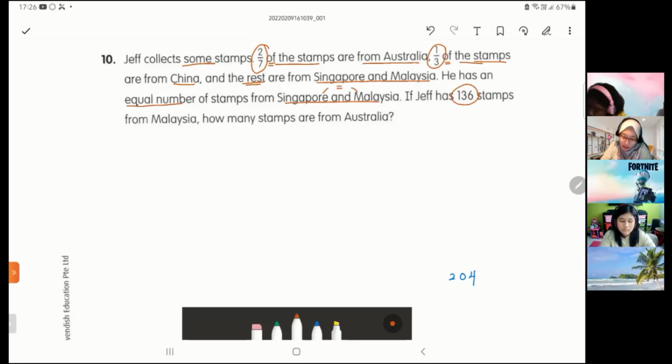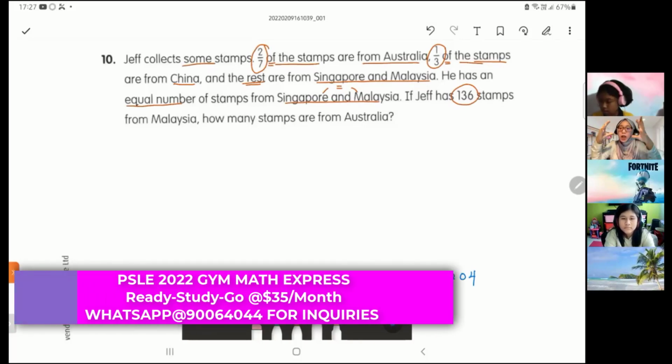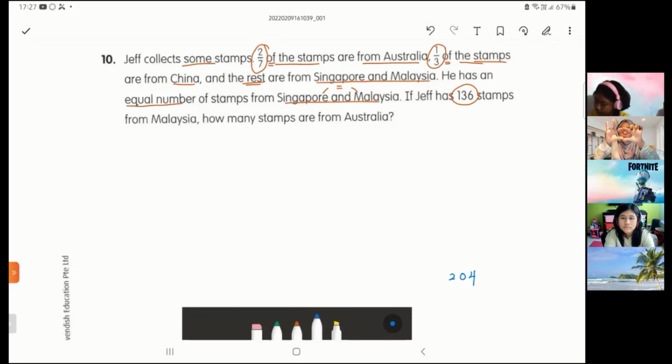Okay. The thing is, I want to know the Australian stamps. And I know that he has an equal number of stamps from Singapore and Malaysia. That's a clue, right? Let's use the fraction method for this. Since it's the same collection of stamps, if I were to draw a model, it's just one whole, and then we cut and give away some for Australia, some for China, and the balance is Singapore and Malaysia. But don't waste time drawing the model. Let's just go straight.